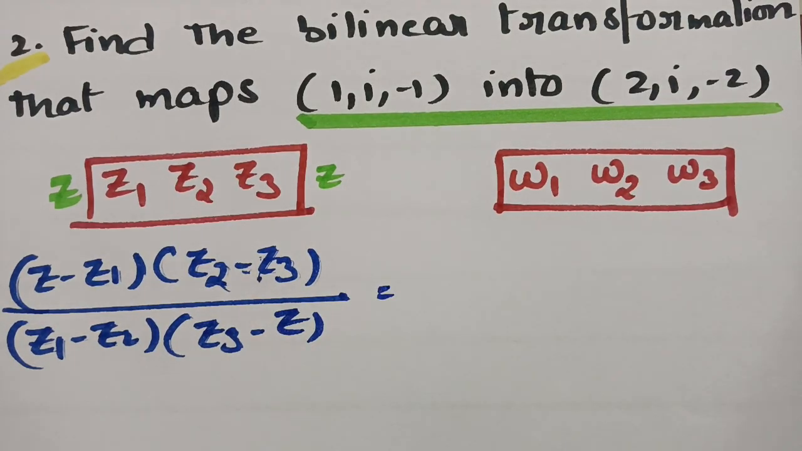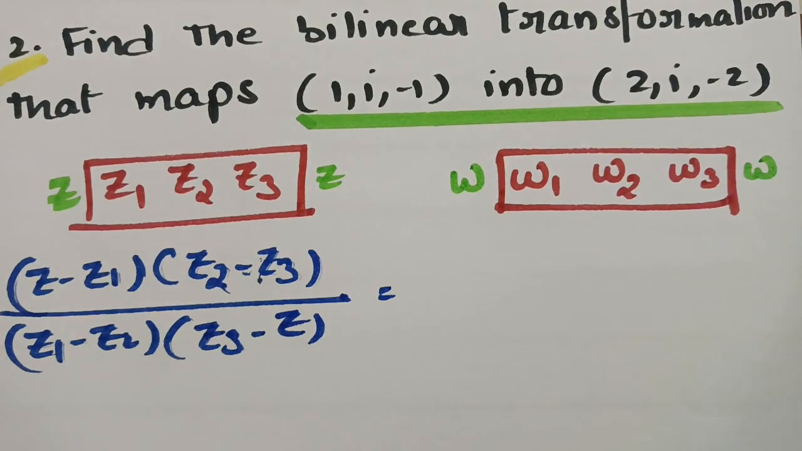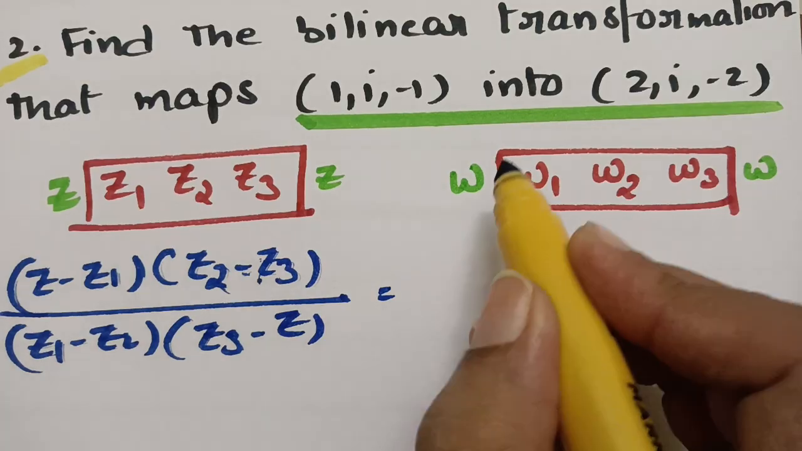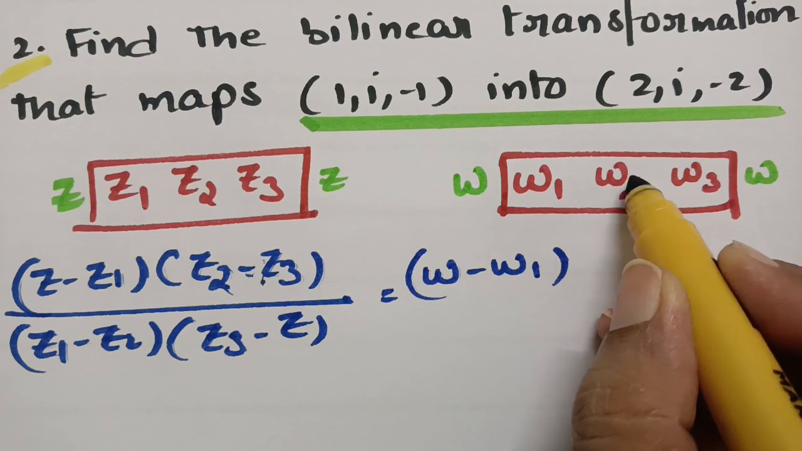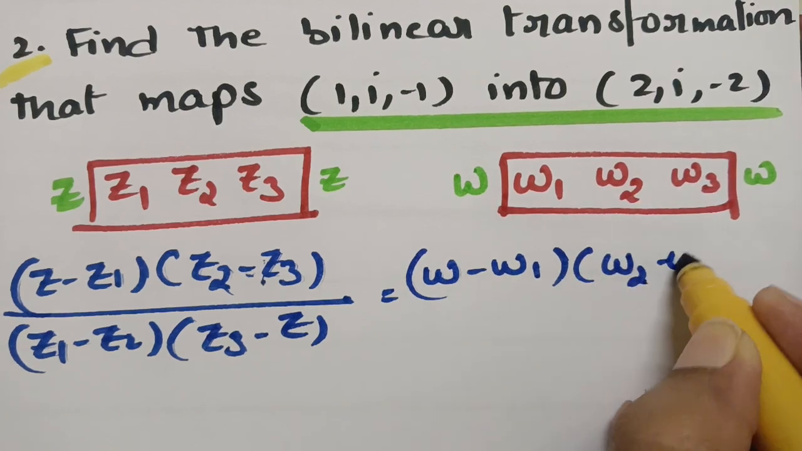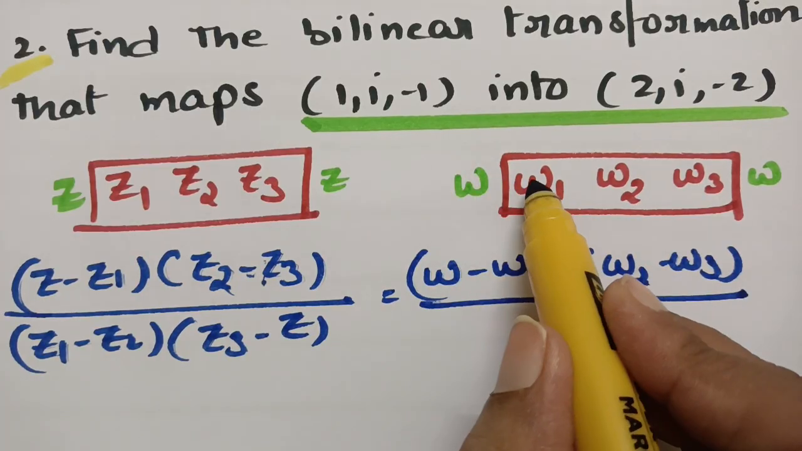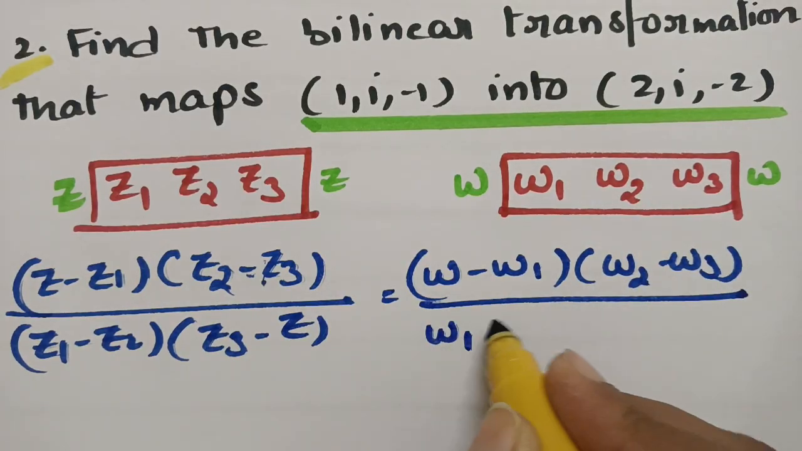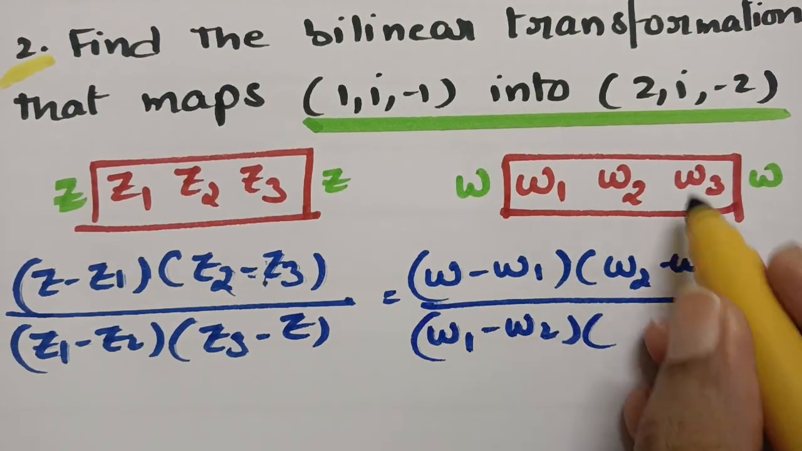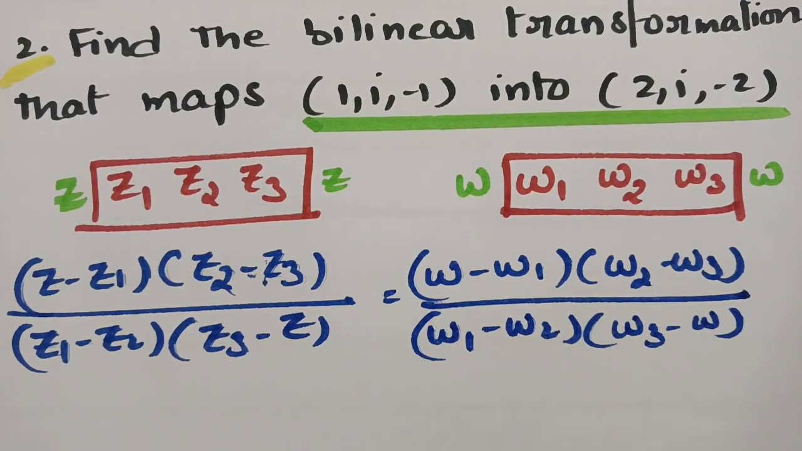On the w side, as it is the same, we take w on this side and w on this side for remembrance. So this will be w minus w1, and next w2 minus w3, divided by, we neglect this one and start like this, taking all these 4 points: w1 minus w2 in the denominator, and the next thing is w3 minus w. So this is the formula for the bilinear transformation.